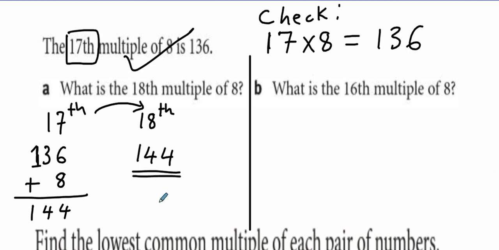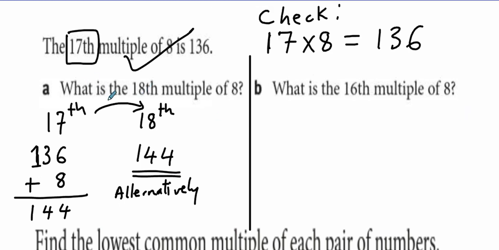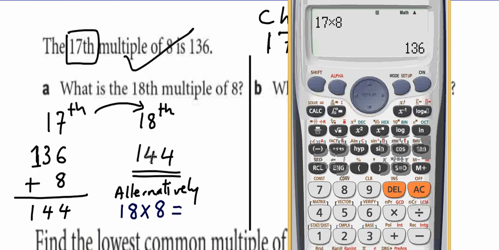Now, using the concept of multiplication, alternatively, the question is talking about working out the 18th multiple of 8. Because we are looking for the 18th multiple of the number 8, what we do is take the position number, that is 18, multiplied by the number itself, that is 8. So 18 times 8, pull out your calculator and check if it will match exactly with our first answer.